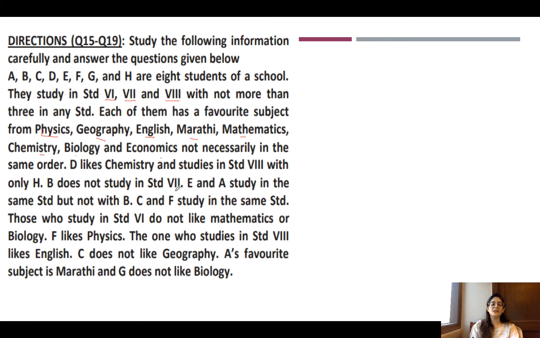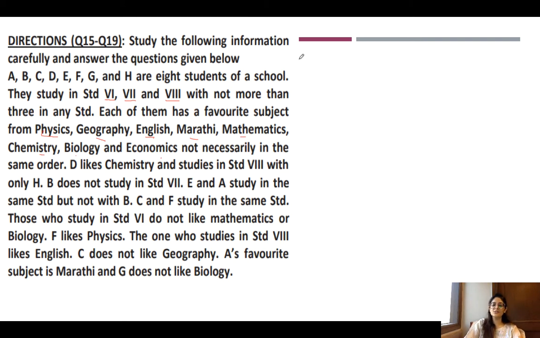B does not study in standard 7. E and A study in the same standard but not with B. C and F study in the same standard. Those who study in standard 6 do not like mathematics or biology. F likes physics. The one who studies in standard 8 likes English. C does not like geography. A's favorite subject is Marathi and G does not like biology. So that is like truckloads of information. We will sort that out one by one.